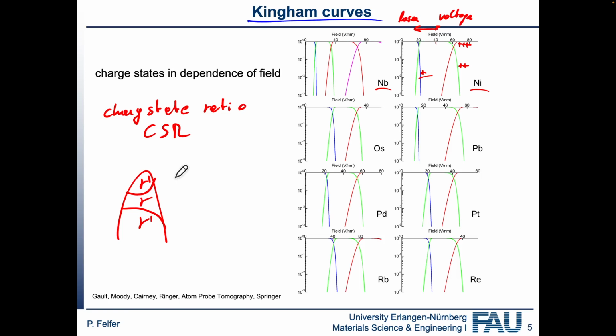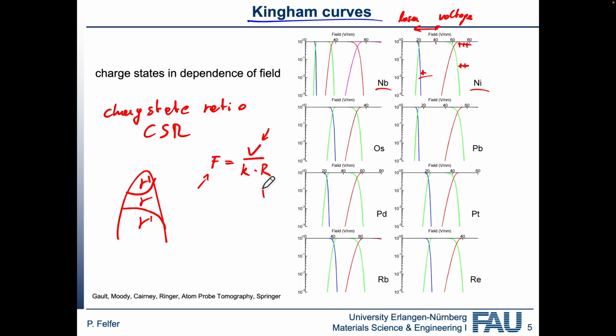Why could that be interesting for us? Any idea? How do we usually calculate the field? Remember, field equals, in the simplest approach, voltage divided by some fudging factor times the radius. And so from the charge state ratio, we can go back and calculate what the field is. We know what the voltage is from the experiment. So what could we calculate?